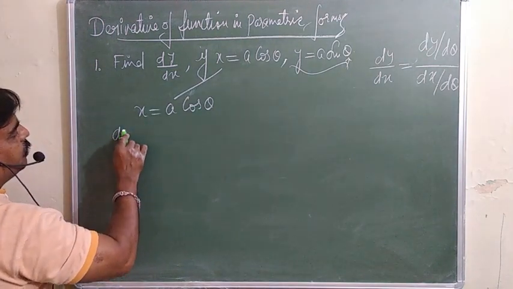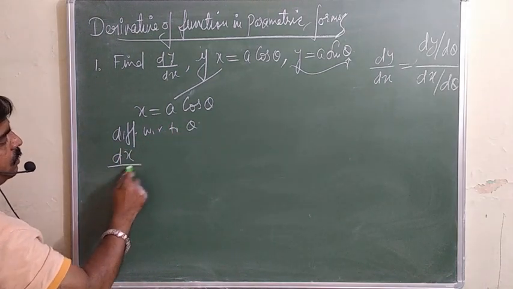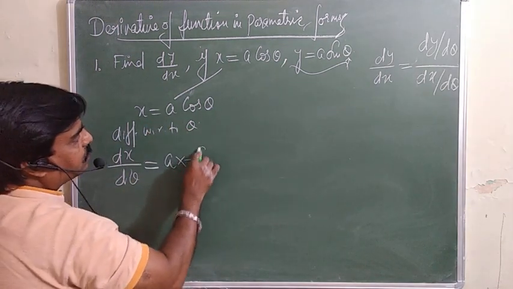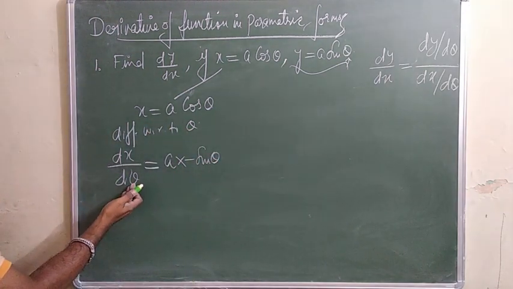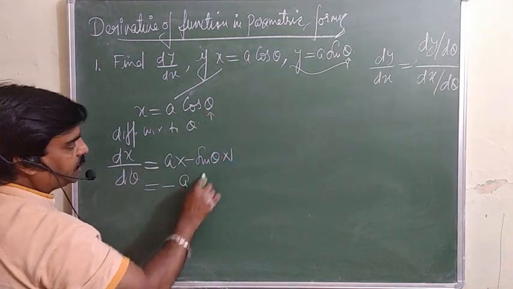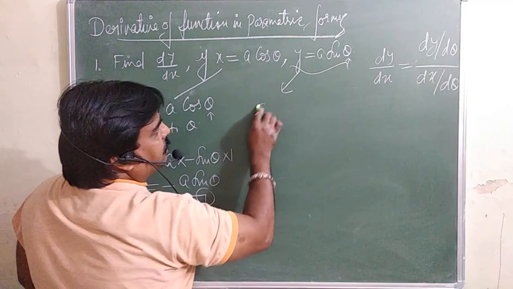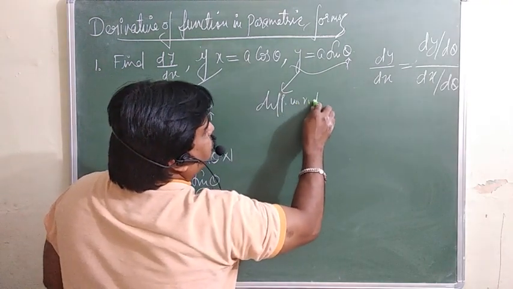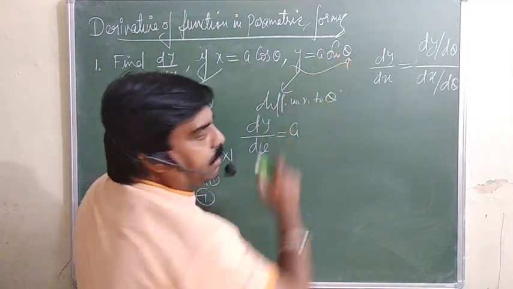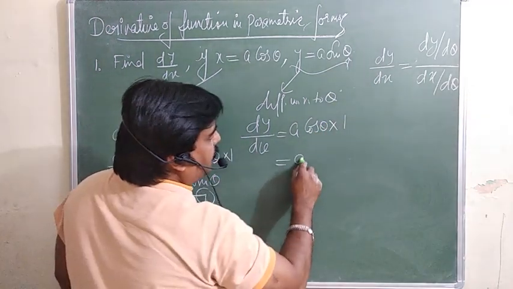So what you will get? Differentiate with respect to theta. So dx over d theta is equal to a, which is your constant, into cos theta, means minus sin theta. This is because you are differentiating with respect to theta, so the derivative of theta will be 1. So you are getting minus a sin theta. This is your 1. Now you can differentiate y with respect to theta. So dy over d theta is equal to a, derivative of sin theta is cos theta, and for theta it is 1. So this is your a cos theta.